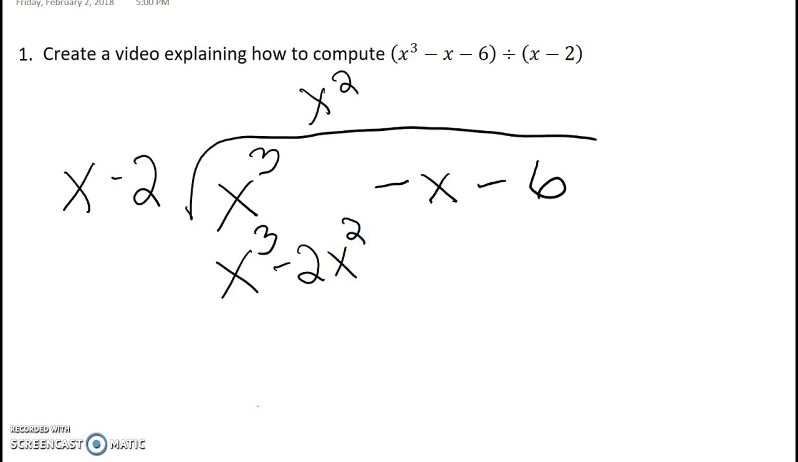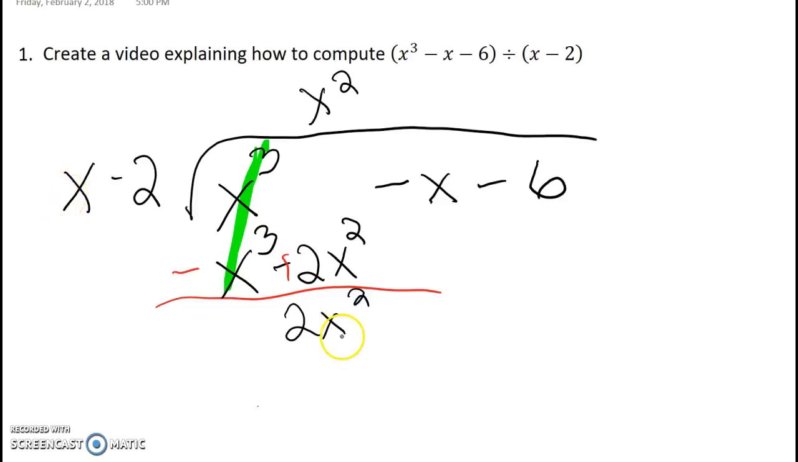In the next step, what we'll do is we will subtract this by changing the signs. X cubed minus x cubed thus cancel out, giving us 0. And we are left with 0 plus 2x squared, which is 2x squared. Now we'll repeat this process.